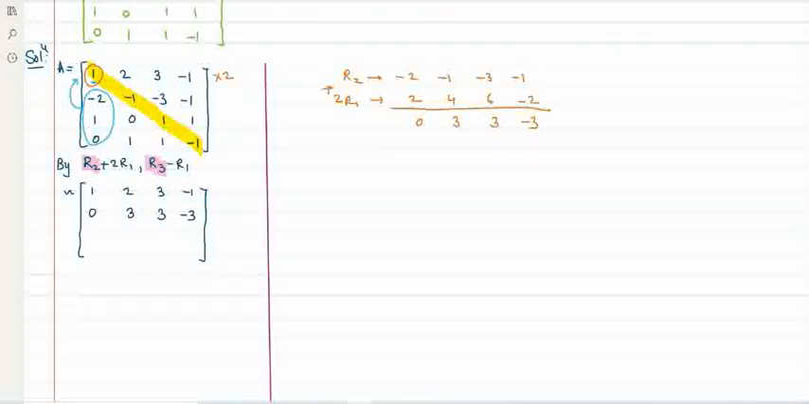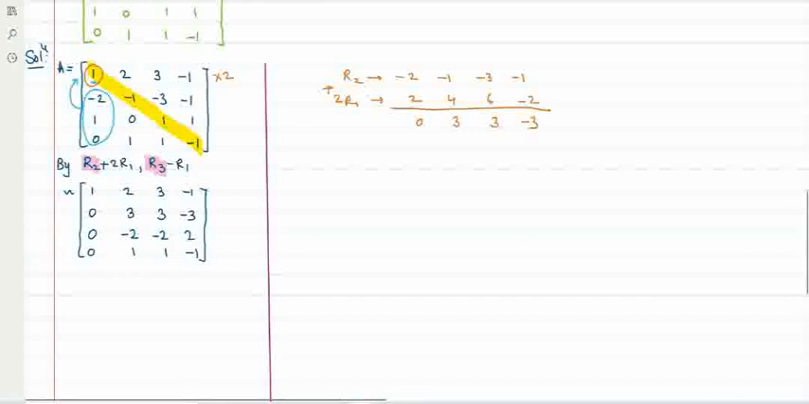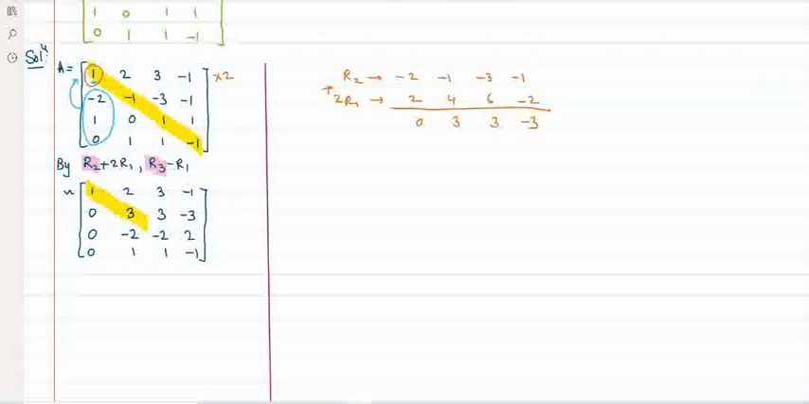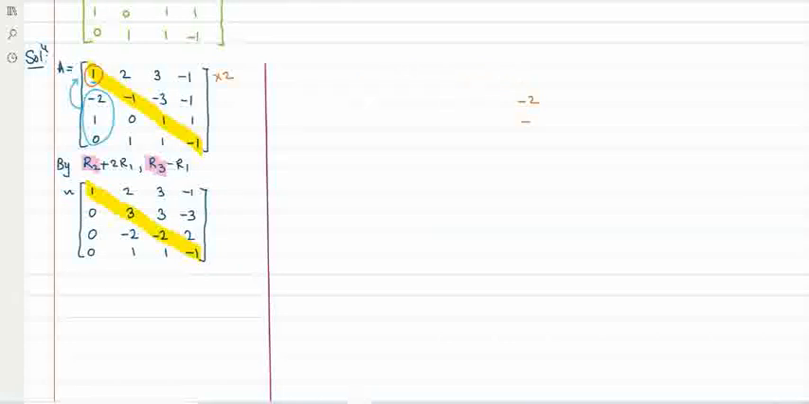Now for the third one, R3 minus R1: 1 minus 1, 0 minus 2, 1 minus 3, 1 minus -1. The last one is 0, -2, -2, 2. Now again, the diagonal entry in the matrix: don't consider every time that diagonal elements A11, A22 must be 1. If it is easily possible to obtain that element as 1, then it's fine.